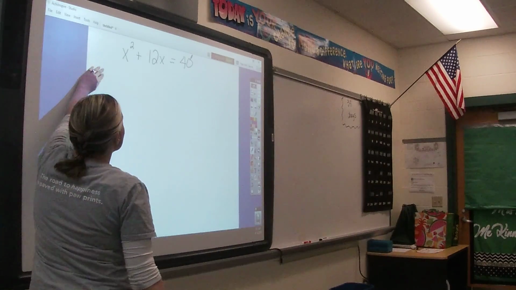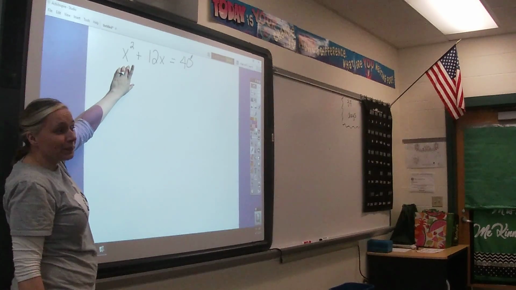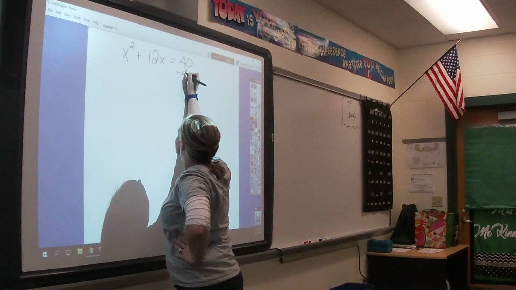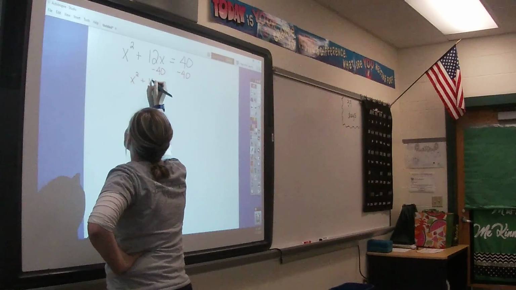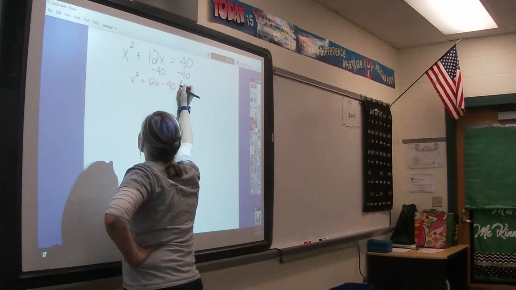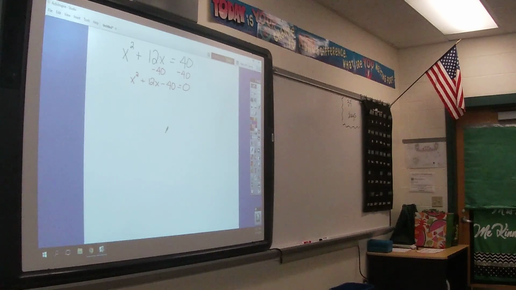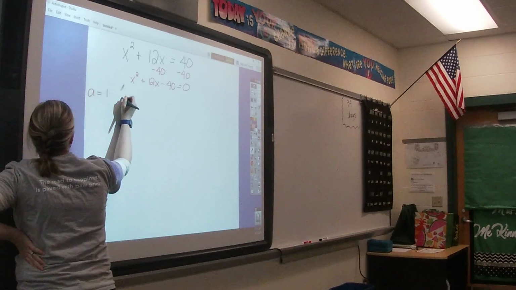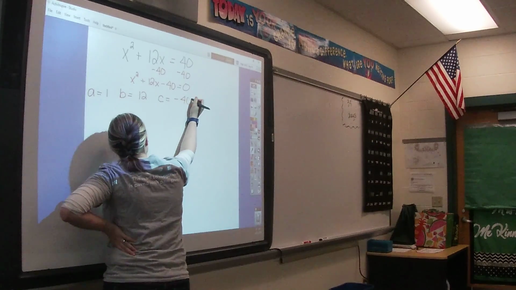So is this in the correct form for the quadratic formula? No. Why not? Because it's not equal to 0, so let's make it equal 0. How are we going to do that? Subtract 40. Subtract 40, I love it. Okay, so what does A equal? 1. What does B equal? 12. What does C equal? Negative 40.